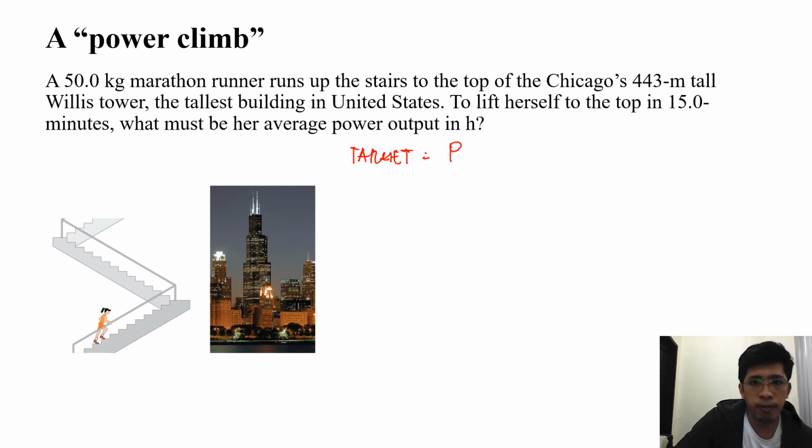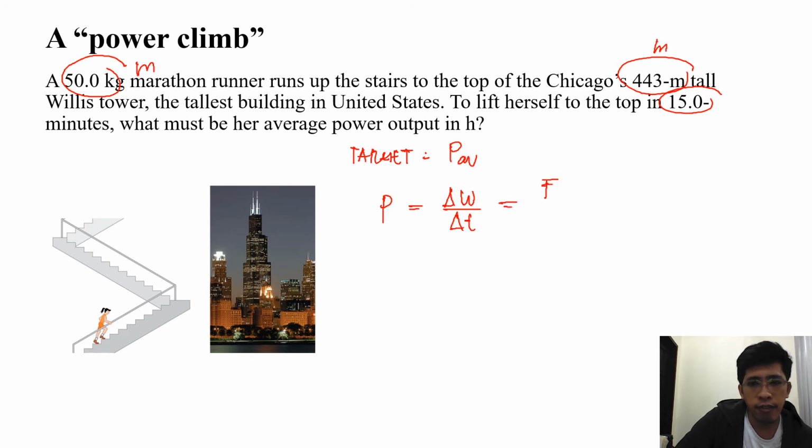The average power, P_av. Your power is equal to again delta W over delta t. So we need to first find your work done. Here you have your mass, 50 kilograms, and here this is the displacement, it needs to move up the building. And then you have some time, 15 minutes. So we need to find first your work.